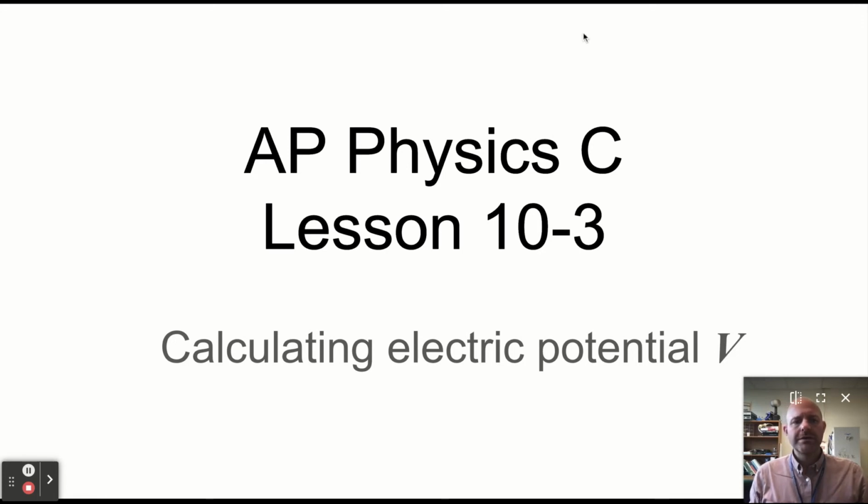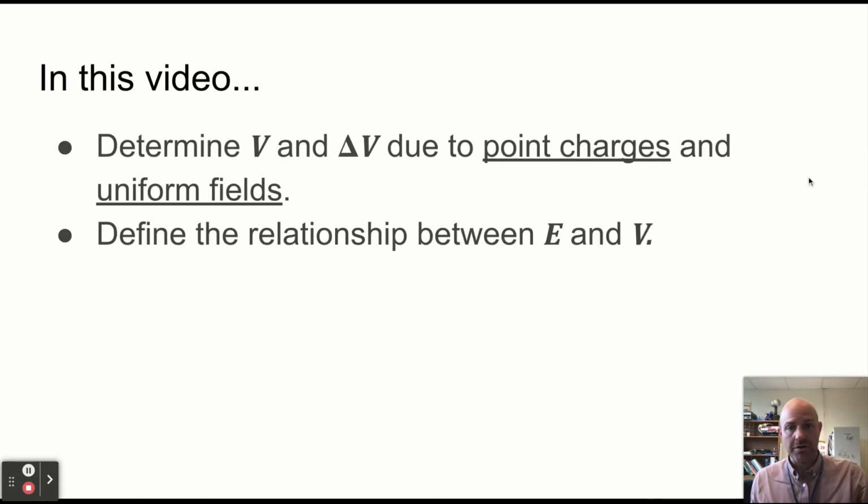In this video, we're going to look at how we go from just a conceptual understanding of electric potential, or the very specific definition of it in terms of electric potential energy per unit charge, and how we would calculate it for an arbitrary arrangement of charge. We'll look at point charges first, and then we'll look at uniform fields, and then we'll develop a relationship between the electric field and the potential.